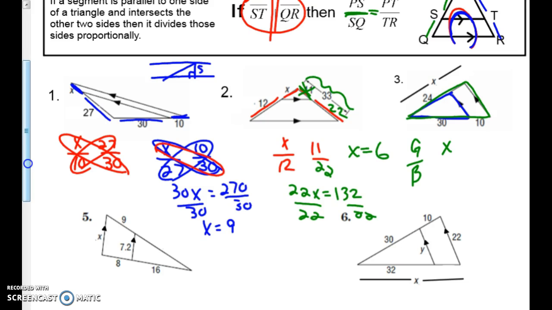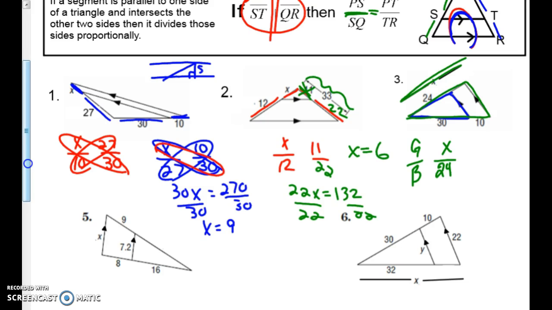10, 40. Okay, stop and think. The x is this side right here, right? Yes. On the blue triangle, what side corresponds with that? 30, 24. 24, absolutely. 24.